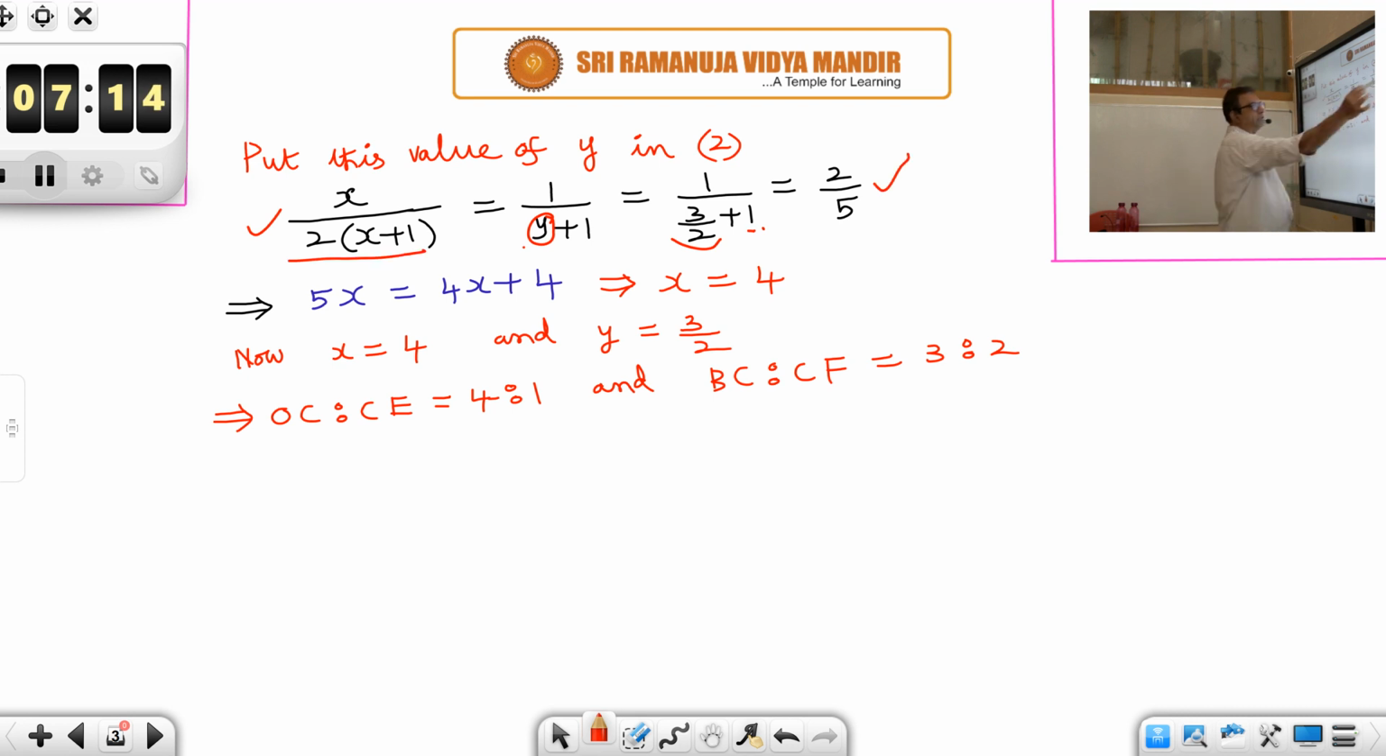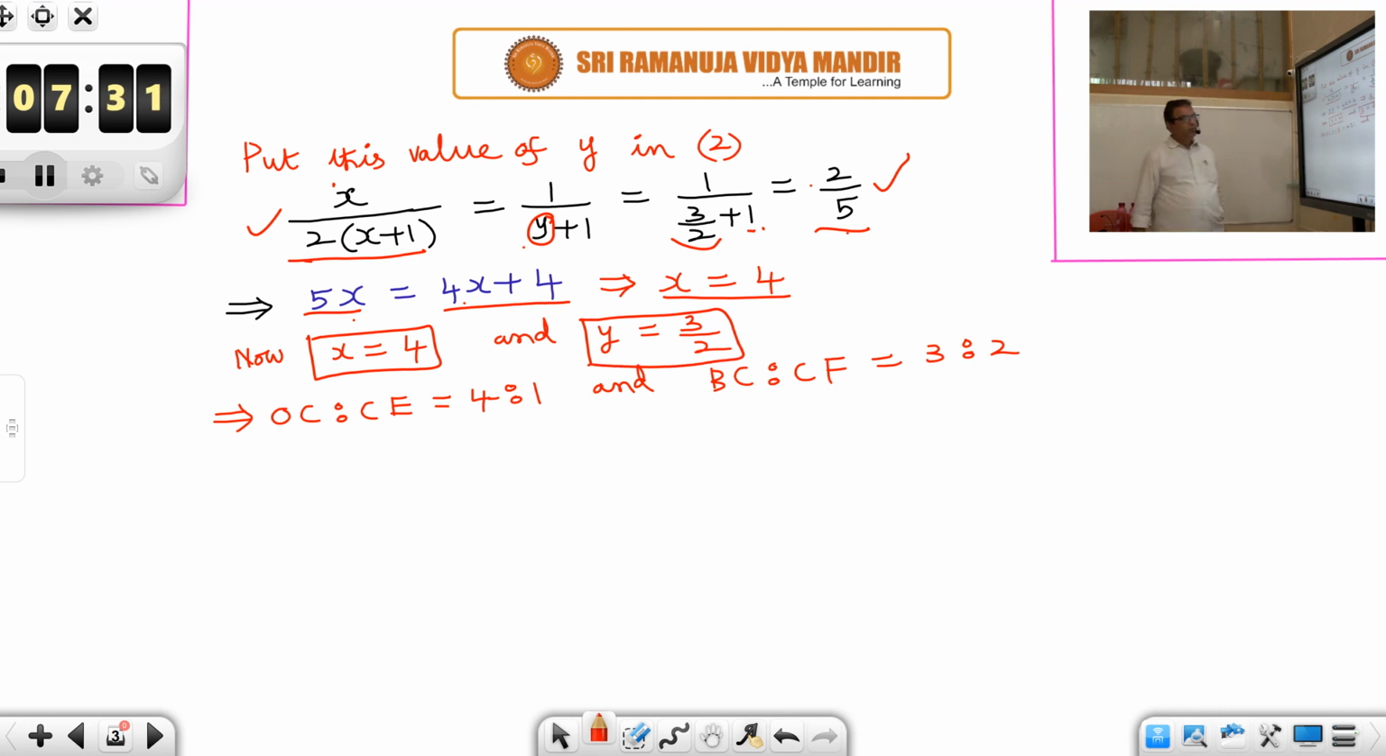Now first and last cross multiply. So 5x is equal to 2 into 2, 4 into x plus 1 means 4x plus 4. So 5x is equal to 4x plus 4 means x is equal to 4. So the values of x and y we have obtained: x equal to 4 and y is equal to 3 by 2.